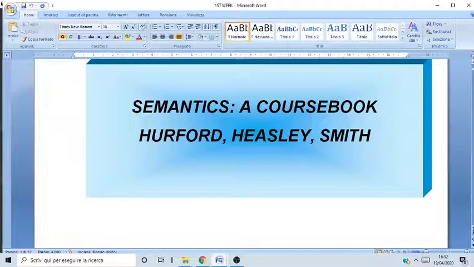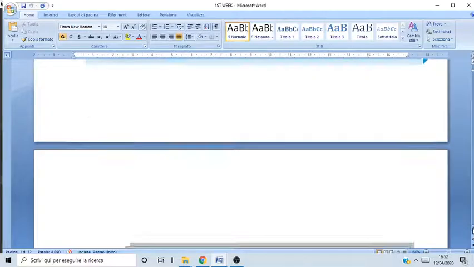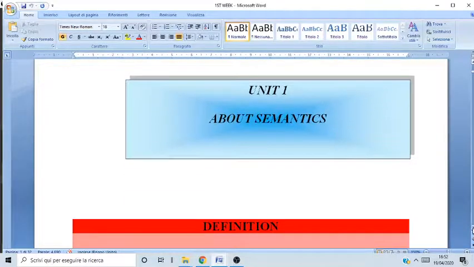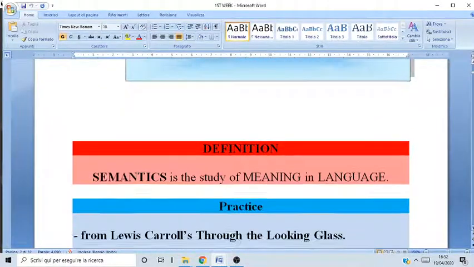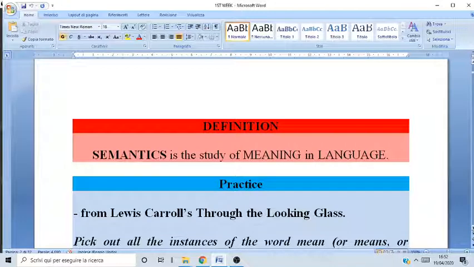Okay, we're going to use this book, Semantics, a course book by Hurford, Heasley and Smith. First unit is about semantics. So this is how the book works. First, it gives you some definitions. And at least for the slides, you're always going to find definitions highlighted in red, and usually in bold letters.